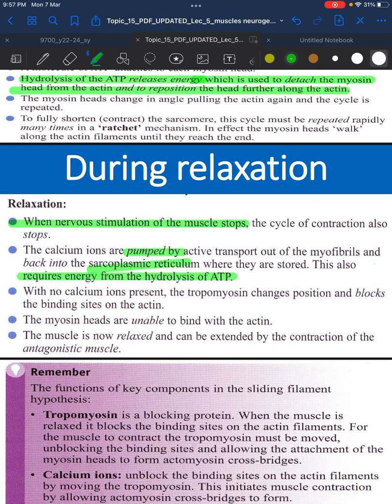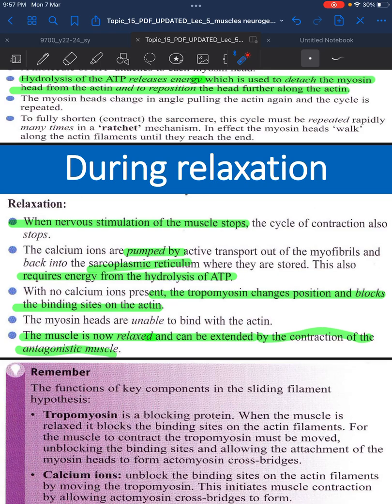So with no calcium present, tropomyosin changes position and blocks the binding site for the myosin head to the actin filament. The muscle is now relaxed and can be extended, meaning the relaxation can be further extended if the opposite muscle contracts, because muscles work in opposite ways. For example, if biceps contracts, then triceps will relax, and vice versa. So the muscle is now relaxed and can be extended by the contraction of the opposite, antagonistic muscle. I hope you understand that.